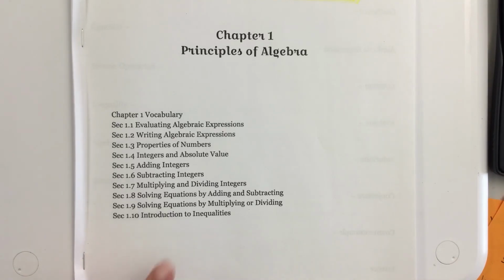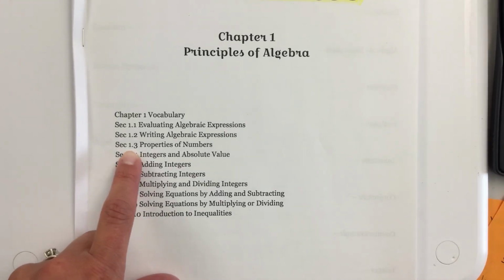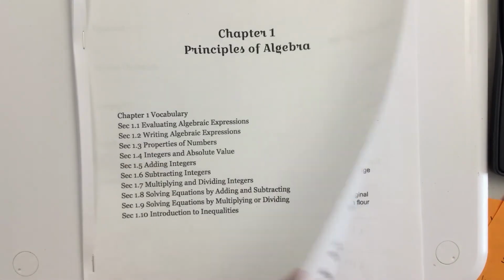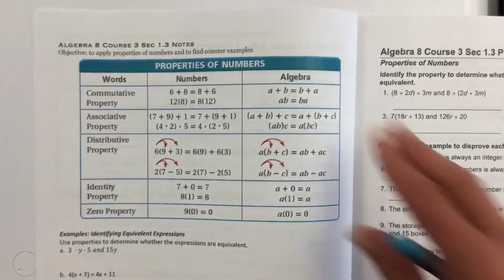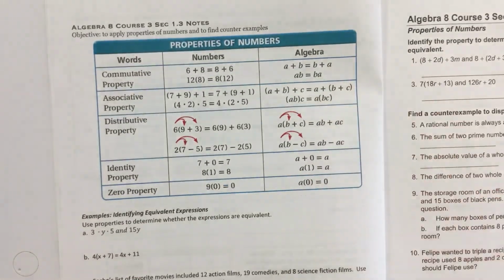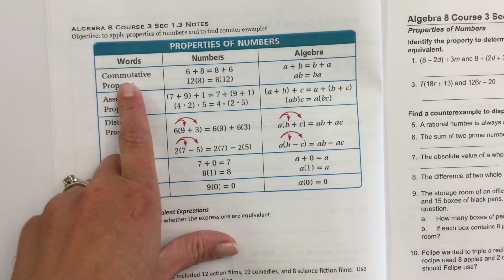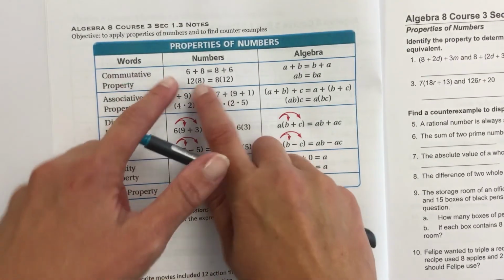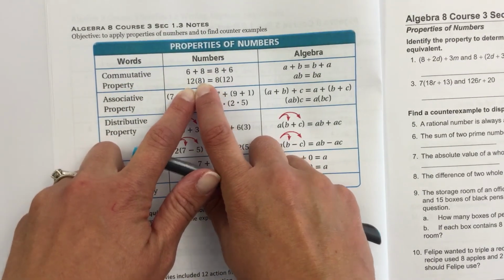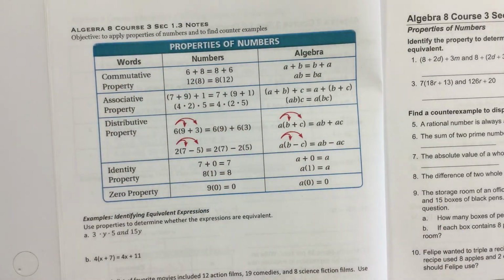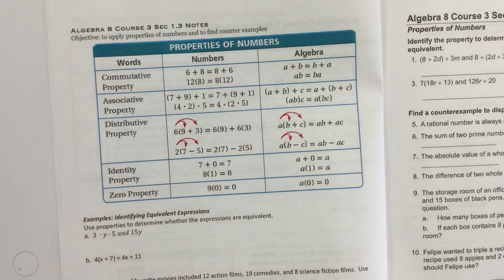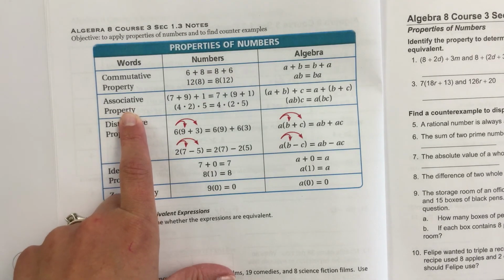Okay, 8th graders, we are moving on to section 1.3, properties of numbers. So this table is very helpful. We talk about 5 different properties here. The commutative property tells us that when we're adding or multiplying, we can change the order of things. 6 plus 8 is the same thing as 8 plus 6. Okay, the commutative property. Then we have the associative property.